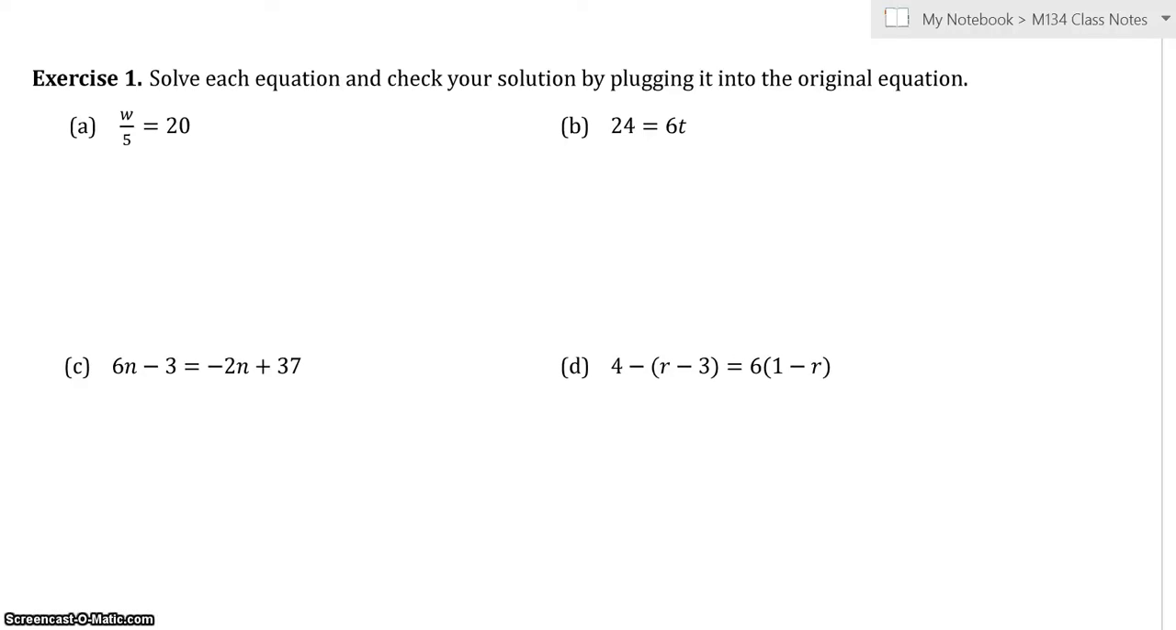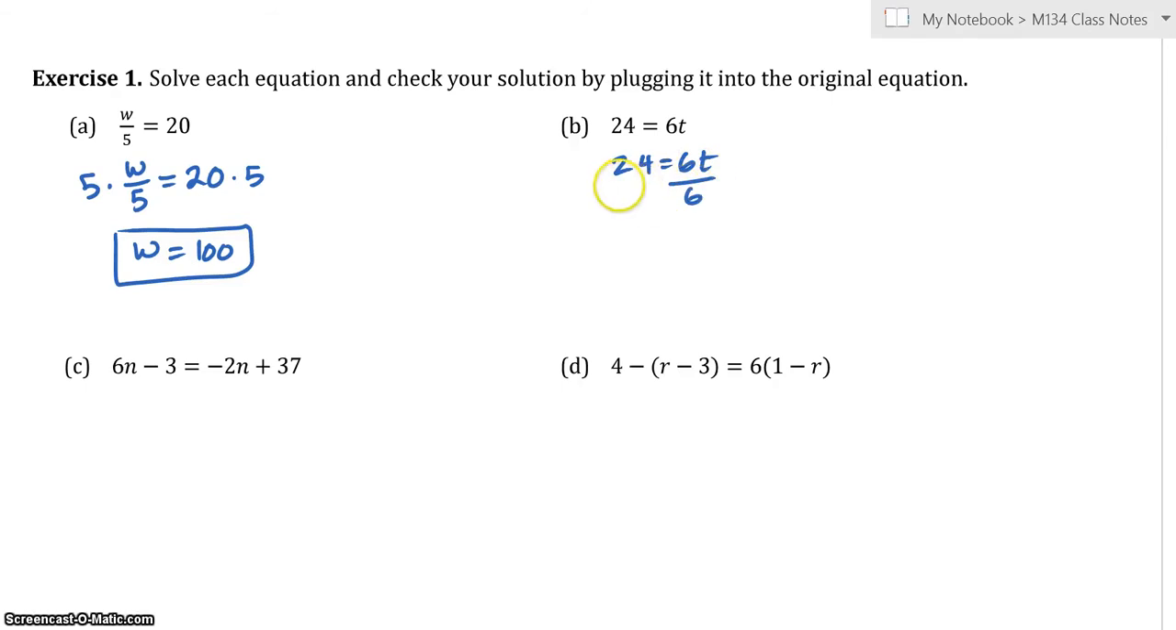Part A. Let's go ahead and do that together. This says what? Division. So what are we going to do? We are going to do the opposite, which is multiply. We haven't done one of those yet. So it turns out to be 100, and you can check that on your own. Part B, this says multiplication, so what are we going to do? Let's rewrite it. And I'm going to divide. I'm going to divide not by 24, but by 6, because I want to get the t. So it can be on the right or the left. So it's 4.